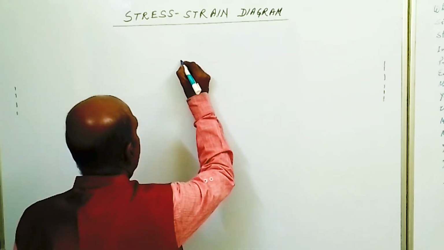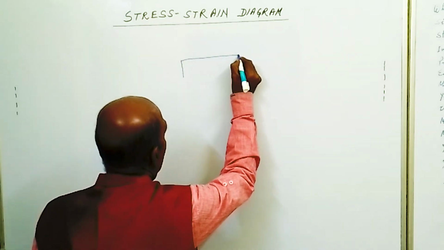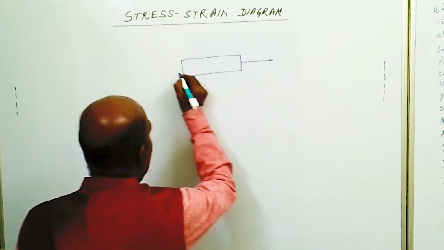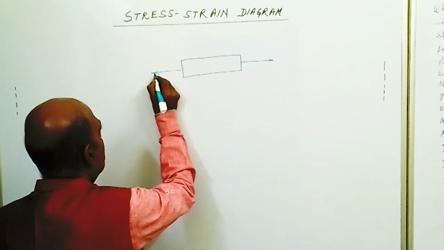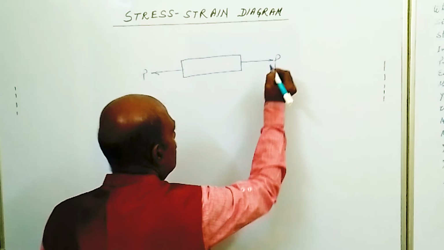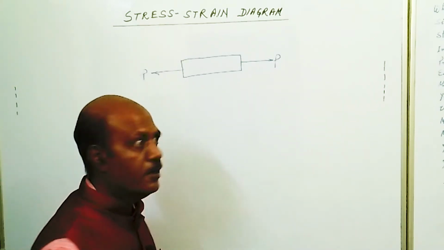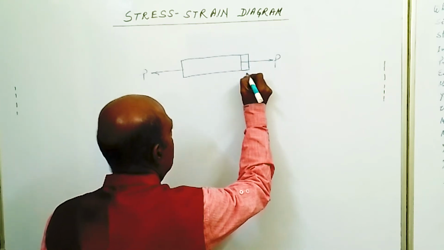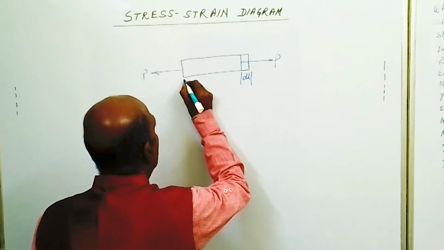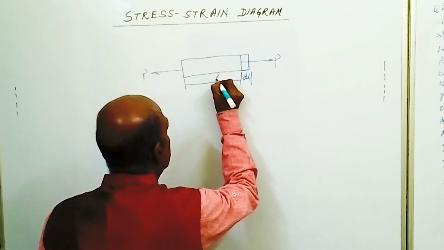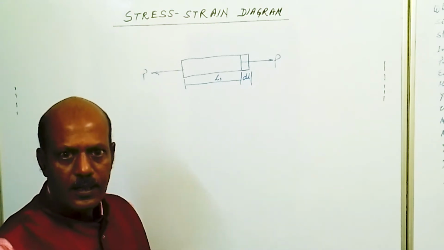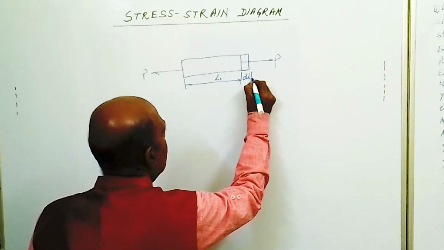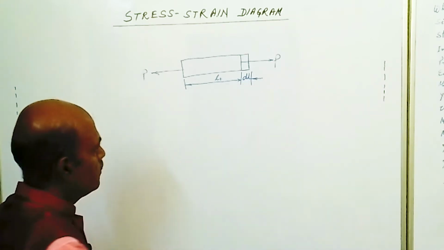For the time being, consider a body under tensile load. Once the load is applied over the body, say P is the tensile load, some deformation will take place. This is the deformation dl produced for a length of, say, L0. L0 is the original length or gauge length of the body, and dl is the extension produced in the body under load P.